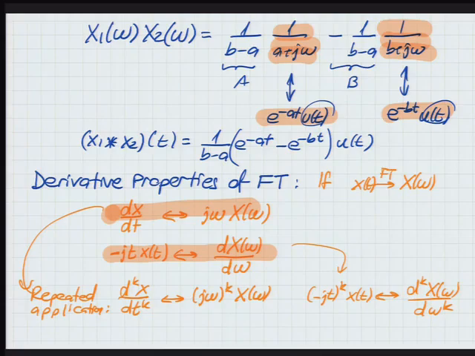Alright? So that's potentially another useful tool, because if you already know the Fourier transform of a signal, you don't have to derive the Fourier transform of the derivative separately. You just multiply with j omega. Let's look at an example for this.